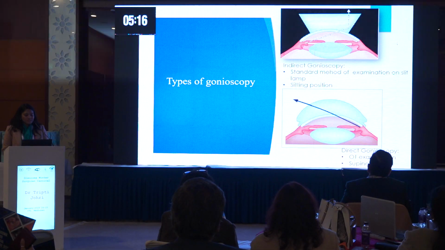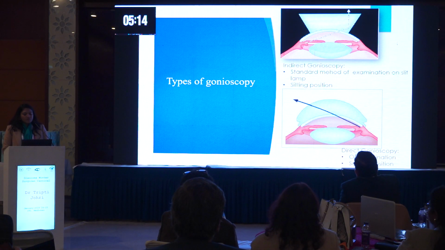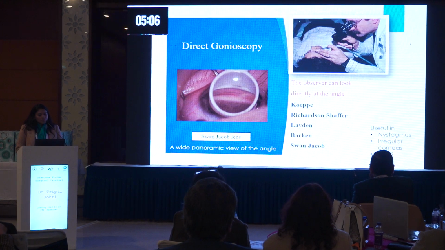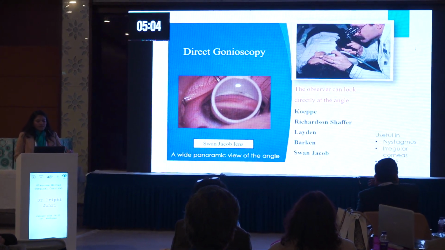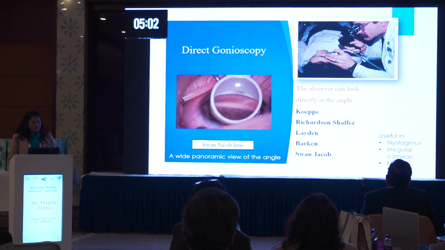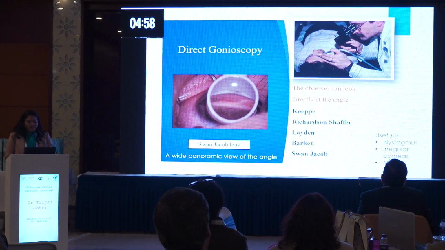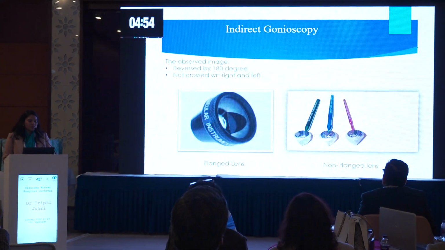So indirect gonioscopy is the standard method of examination. It is done on a slit lamp in a sitting position. Whereas we have the direct method of gonioscopy, which is an OT examination, and it is done in supine position. In direct gonioscopy, the observer can look directly at the angle and we get a wide panoramic view of the angle. It is particularly helpful in patients with nystagmus or irregular corneas or a patient planned for angle-based surgery.